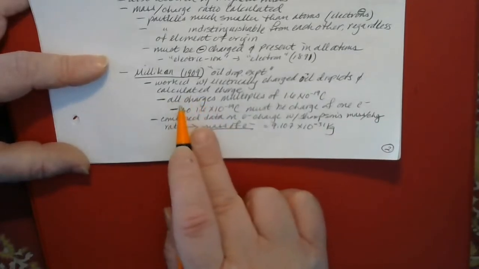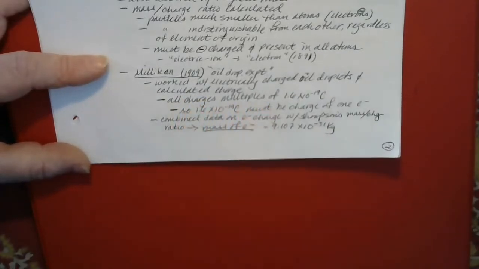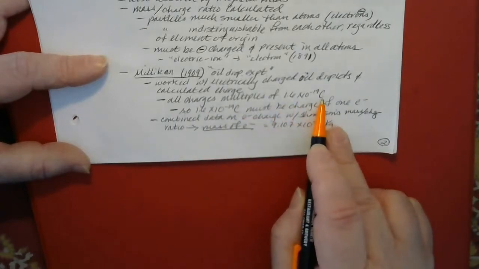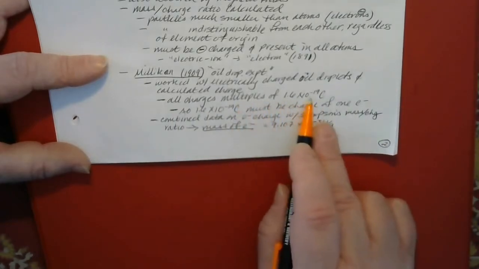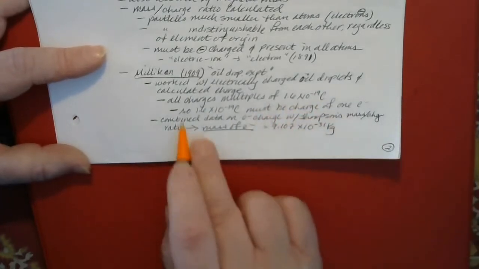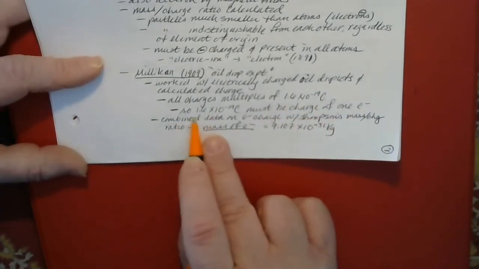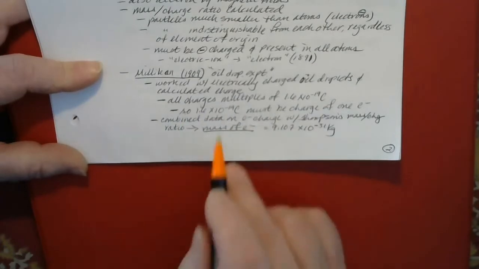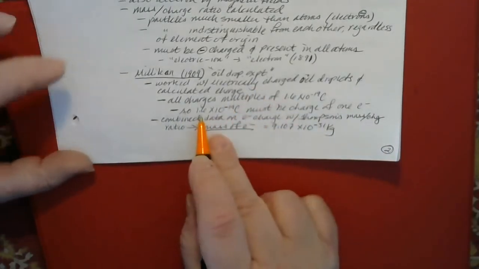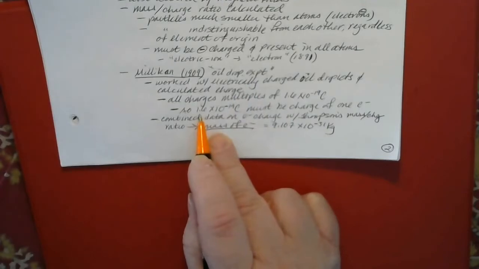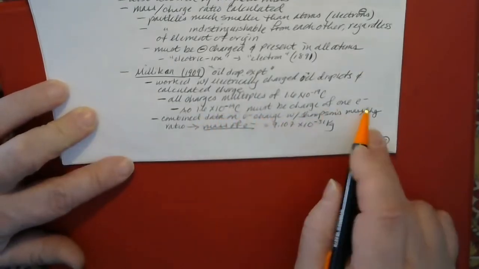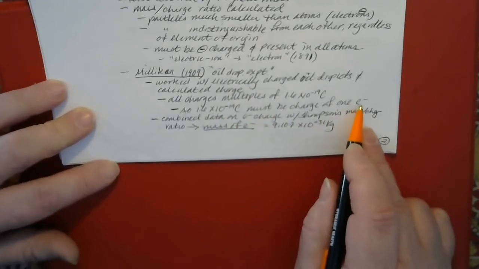Doing that work, he calculated that all of the charges were multiples of 1.6 times 10 to the minus 19 coulombs. That's not really a number you need to know. He concluded that there must be some basic unit of charge, and each of those units has a charge of 1.6 times 10 to the minus 19 coulombs. And he concluded that that must be the charge on each electron.